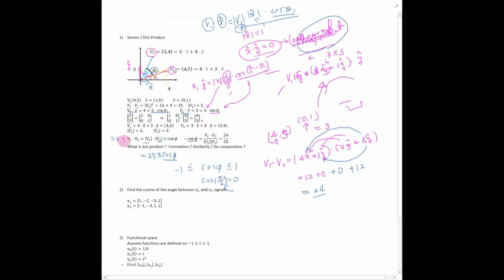If the dot product of two vectors goes to 0, those vectors are independent or orthogonal. So this dot product is very useful in the vector space. The same thing can be applied in the signal space. Here we have two input sequences, x1 and x2. x1 is 1, -2, -3, 1. The x2 sequence is -1, -3, 1, 1.